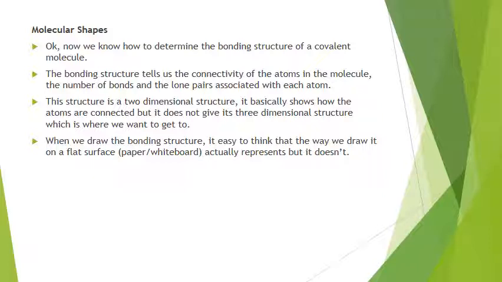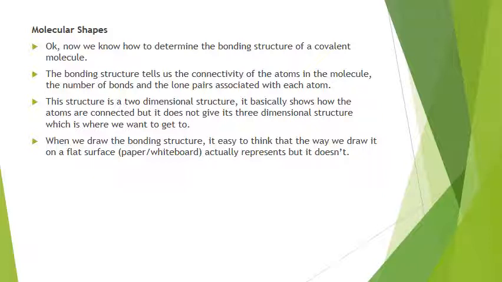Okay, so the first thing we'll do is look at molecular shapes. Now, we know that the bonding structure of a molecule tells us the connectivity between the atoms. It tells us the number of bonds and lone pairs associated with each atom. The structure is two-dimensional. It basically just shows how atoms are connected, but it doesn't give us the three-dimensional structure.